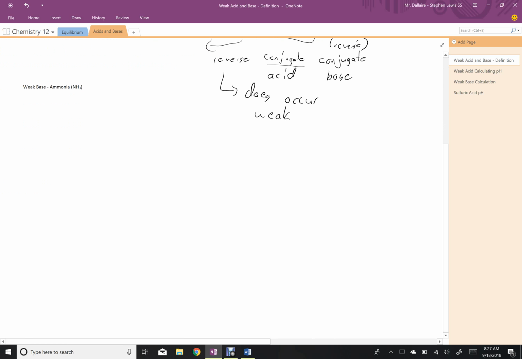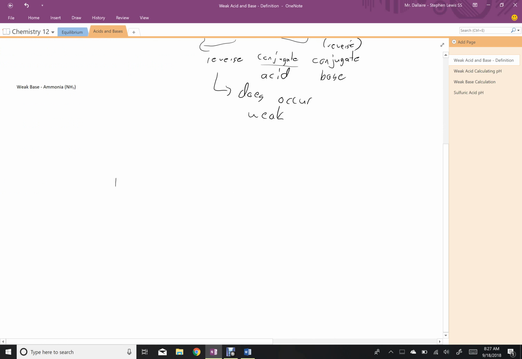Same thing can be said for bases. Again, another example of a weak base is ammonia. If ammonia is in water, it can take the hydrogen from water and will act as a proton acceptor, or a base, and the water in this case is acting as an acid. That creates ammonium and hydroxide.